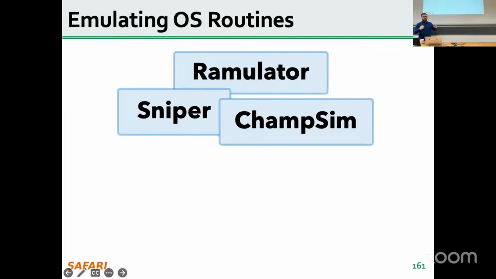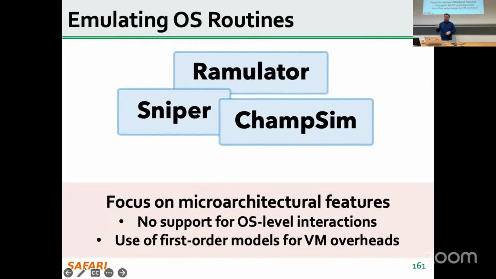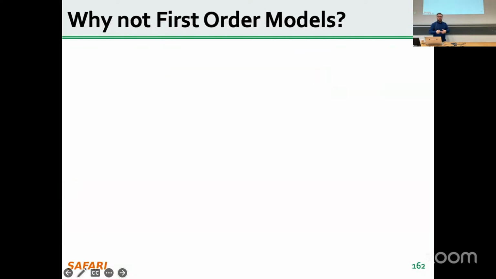One class of these simulators, like Ramulator, Sniper, and ChampSim, that Rahul is using a lot, focus on microarchitectural features that do not support OS-level interactions, and they use first-order models to basically approximate the virtual memory overheads. So what is a first-order model and why shouldn't we use it?